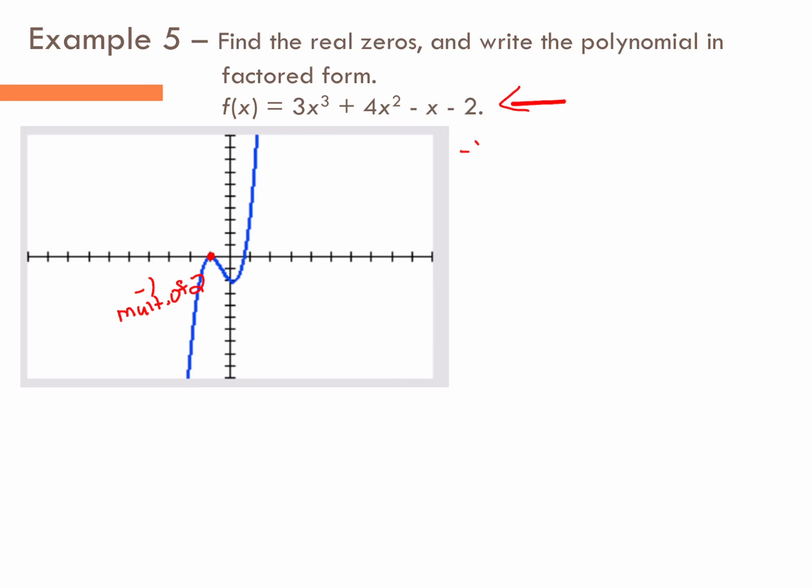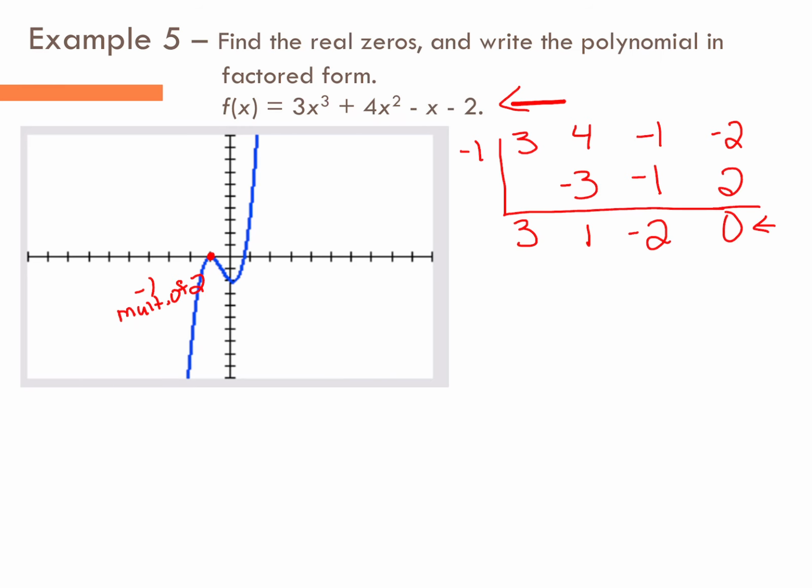So again, I'm going to do negative 1 with my synthetic division. I'm going to have 3, 4, negative 1, and negative 2. Bring down my 3, multiply, add, multiply, add, multiply, add. I got 0, which I should.